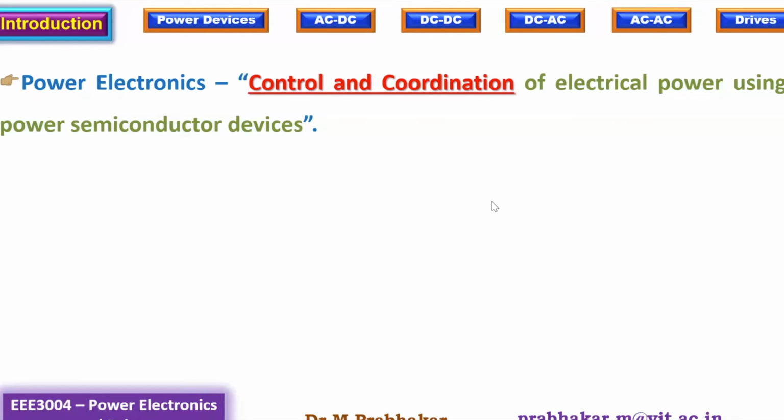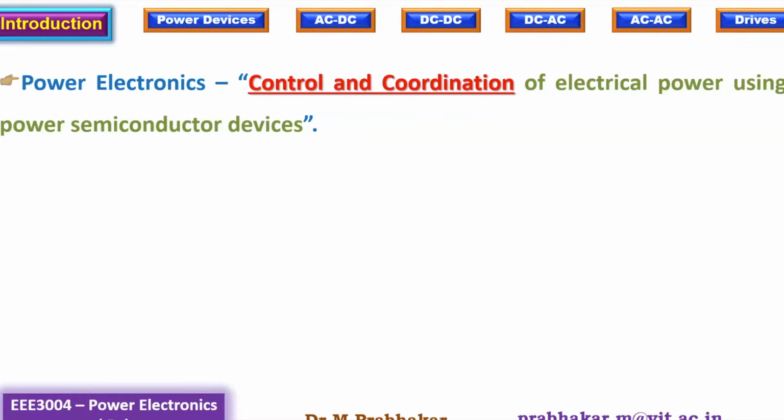Now, what is processing of electrical power? I think I have mentioned. I'll keep repeating this: AC to DC power processing, DC to DC power processing, DC to AC, AC to AC. Electrical power is going to be available in two forms, AC form or DC form. Depending on the available form and the required form, we are going to process using power semiconductor devices. This is power electronics for us.